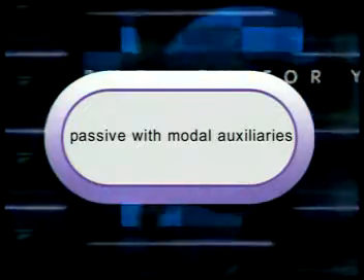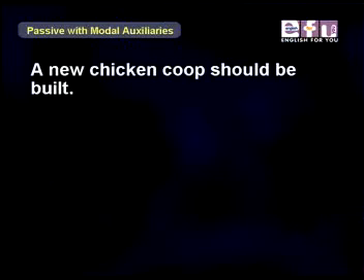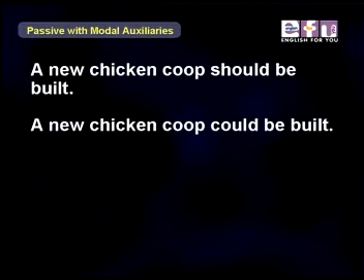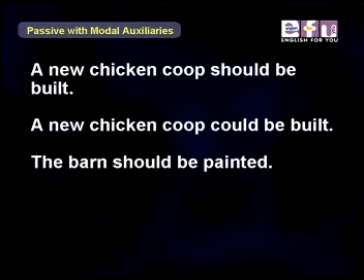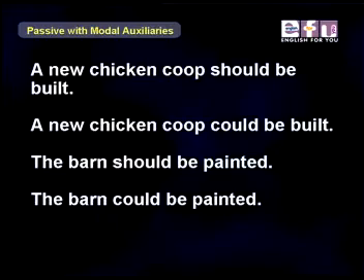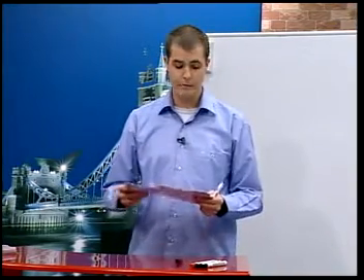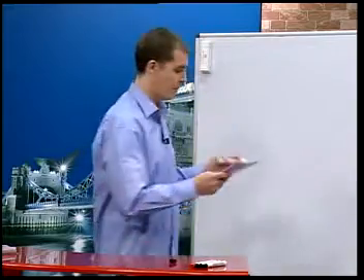Passive with modal auxiliaries. Let's look at some modal auxiliaries using the passive voice. Take a look at these sentences on your screen. A new chicken coop should be built. A new chicken coop could be built. The barn should be painted. The barn could be painted. Now, to form the passive voice using modals, we use this form.